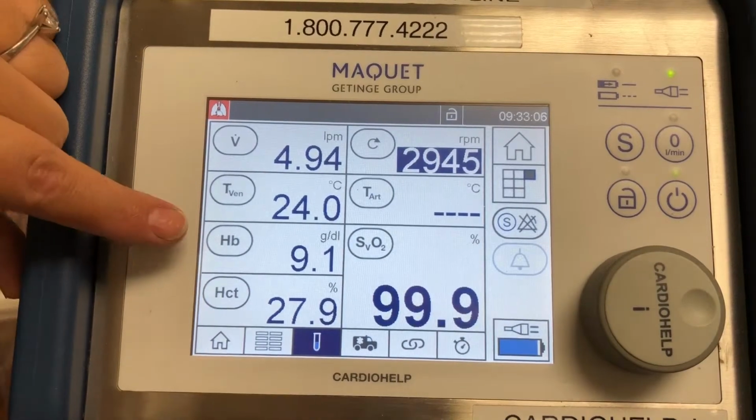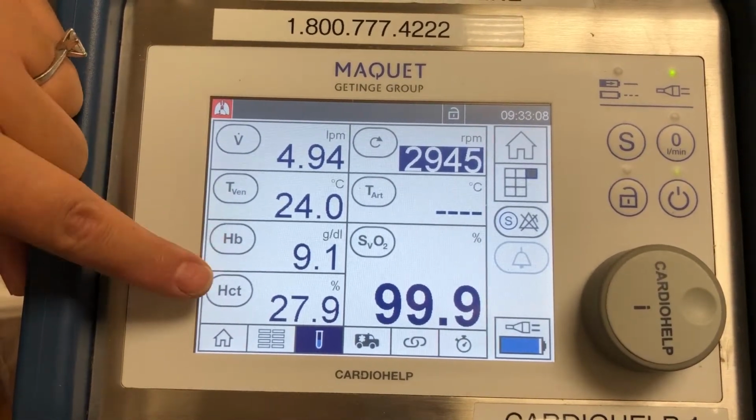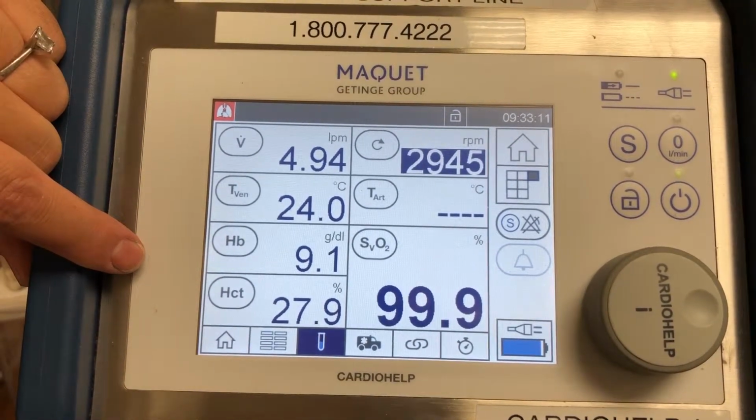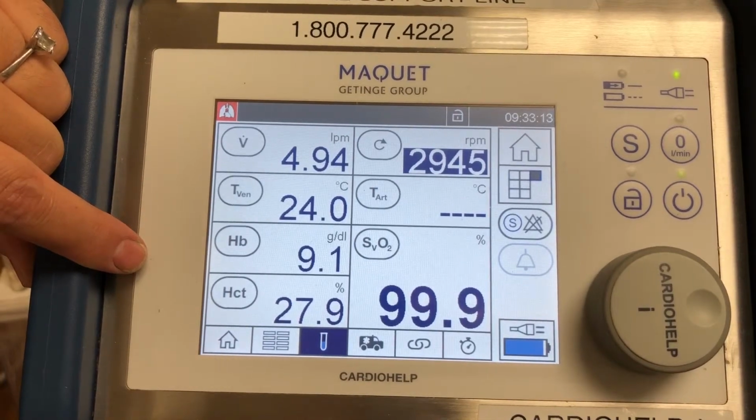Going under labs, we have the hemoglobin and hematocrit. Those both are also low priority alarms. They're not going to have high priority alarms for those settings.